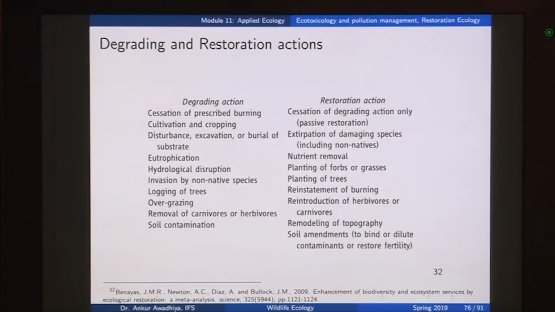Or in areas that are suffering a heavy amount of erosion, you could go for things like geotextiles to bind the soil, or you could dilute your contaminants by adding more soil, or you could try to restore the fertility by say planting some specific species, such as if you go for leguminous species, the amount of nitrogen will go up.